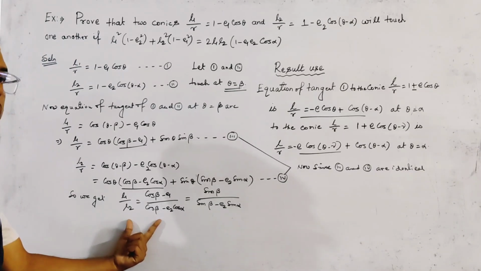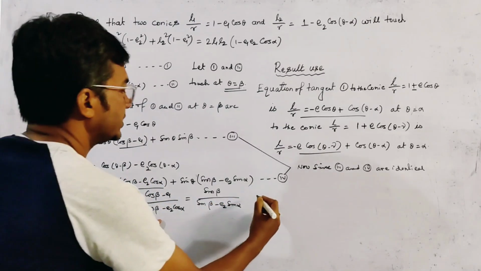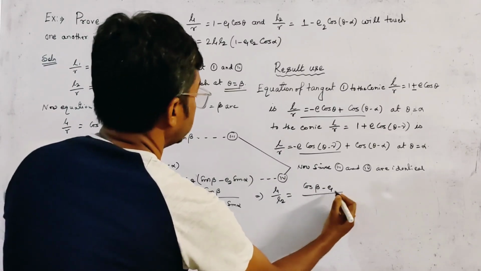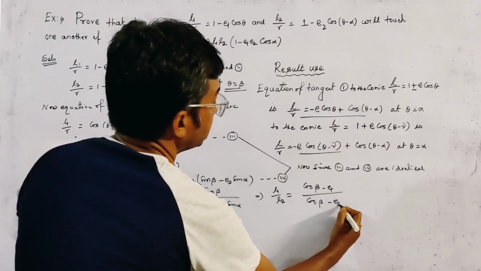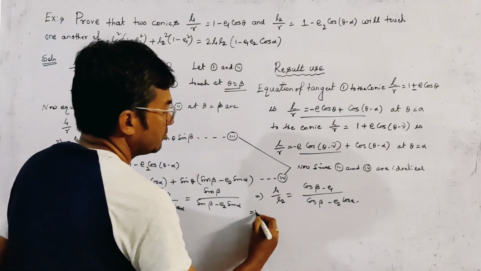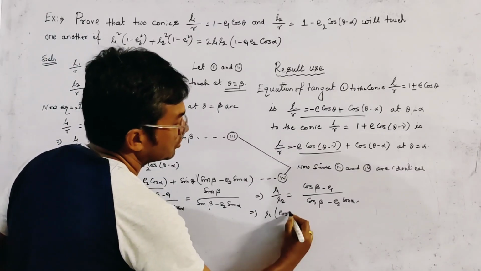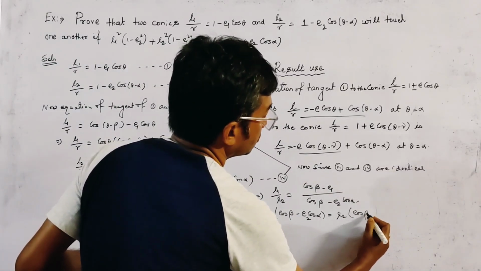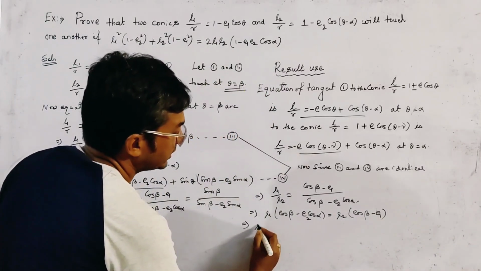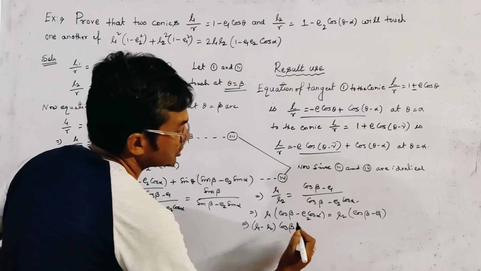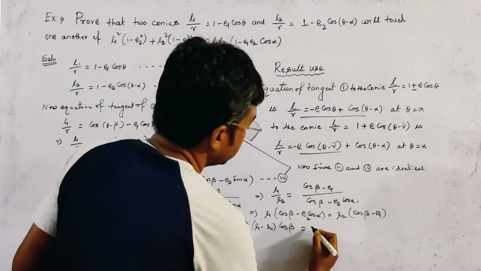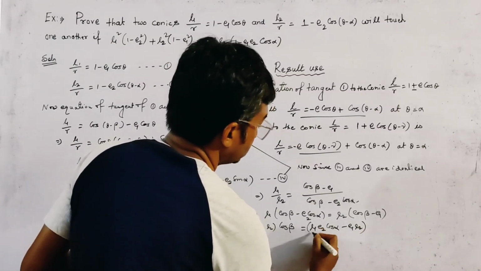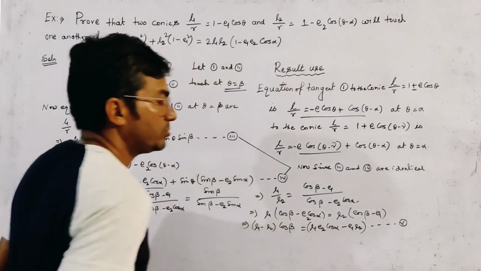Now from the first two fractions of this comparison, we get L1 by L2 equal to cos beta minus E1 over cos beta minus E2 cos alpha. By cross multiplication we get L1 into cos beta minus E2 cos alpha equal to L2 into cos beta minus E1, and we get L1 minus L2 into cos beta equal to L1 E2 cos alpha minus E1 L2, and we name this relation number 5.